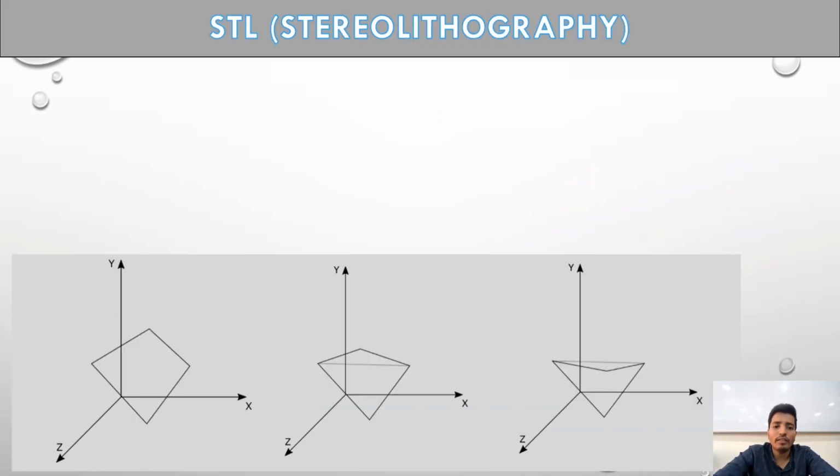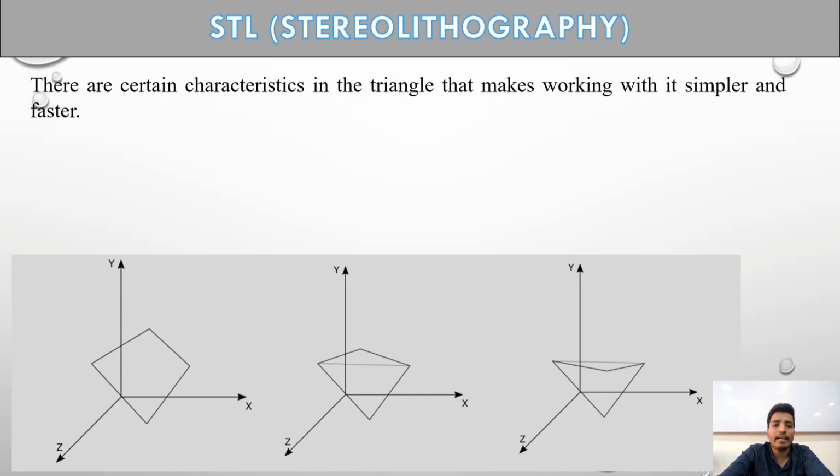So moving forward, why are we using triangles only? Not any other shape, like a square or hexagon. Why are we not using those? Why are we using only triangles? The advantage of using triangles is that they have certain characteristics.